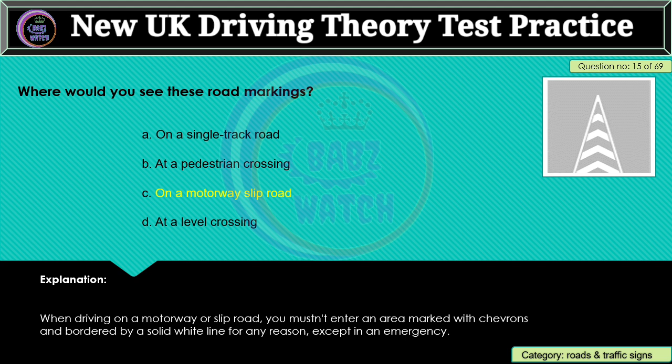Explanation. When driving on a motorway or slip road, you mustn't enter an area marked with chevrons and bordered by a solid white line for any reason, except in an emergency.